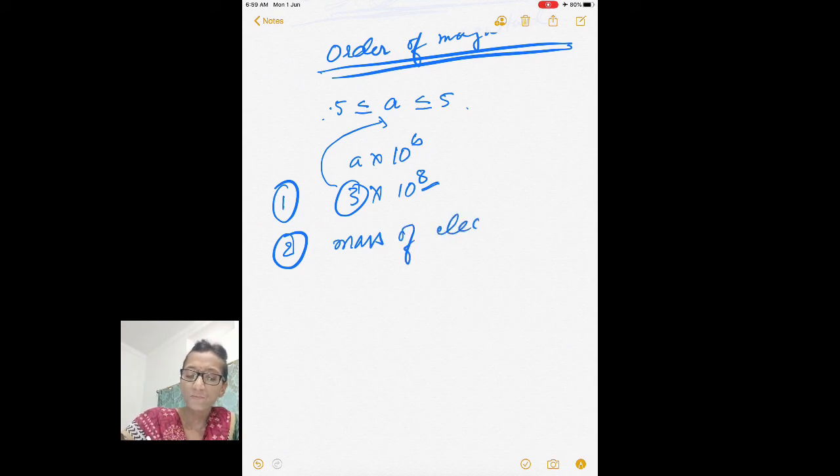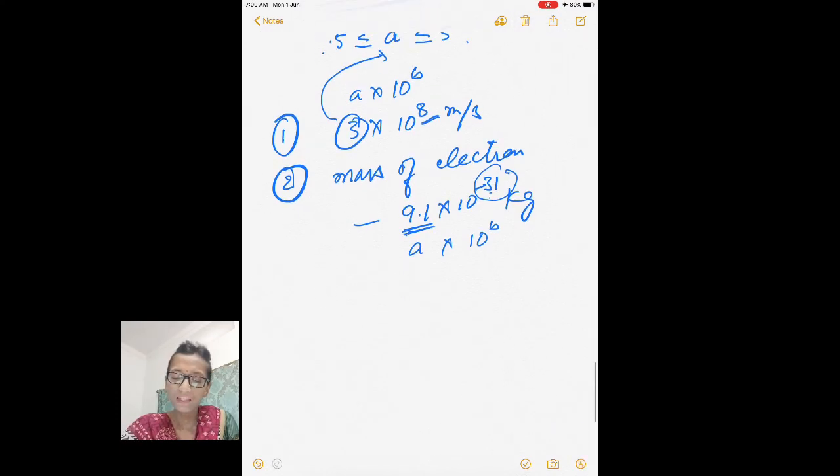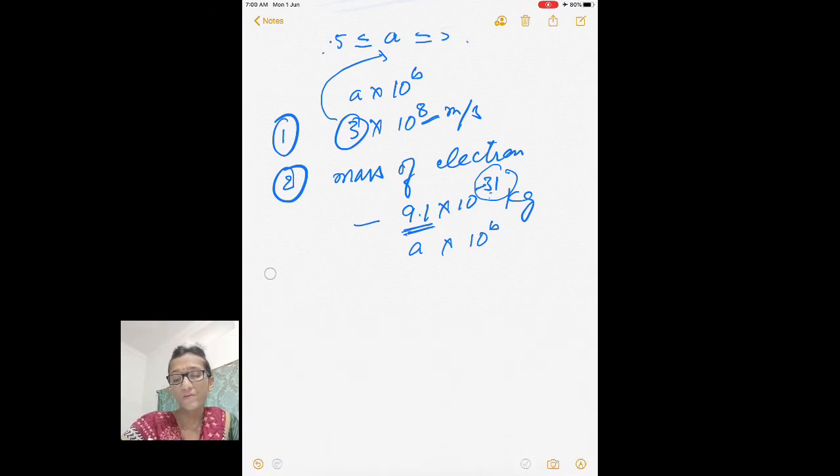Mass of electron. The mass of an electron is equal to 9.1 into 10 power minus 31 kg. Okay, so this cannot be your order. Minus 31 is not the order. For changing it into order, we need to keep this A in between 0.5 and 5. Here we have A into 10 power B. So let me change this so that it can be made in between 0.5 and 5.